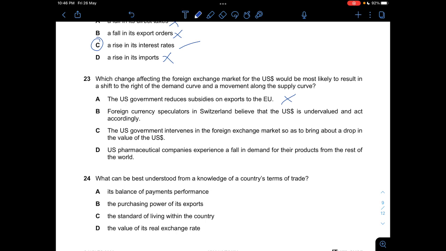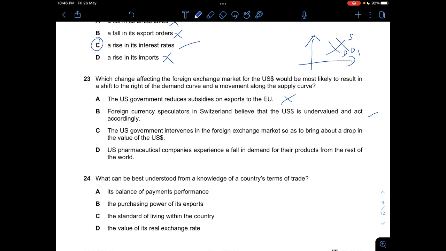So for B, it says that the US dollar is undervalued. So when it's undervalued, your demand curve would then shift to the right. And when it shifts to the right, it'll be something like this. So previously it should be SD, and it shifts to the right, so it'll be something like this. Right? So they believe that the US dollar is undervalued, so they act accordingly. So this is what happens. So the answer is B, but then let's look at the two other options.